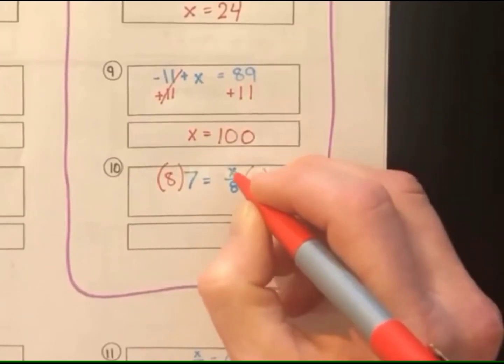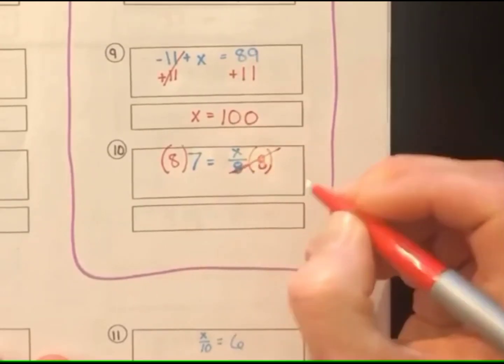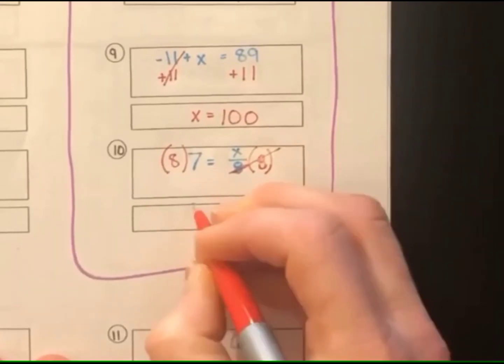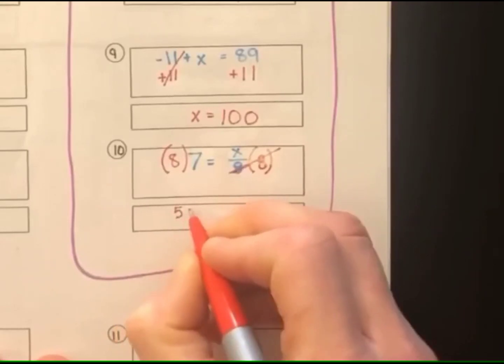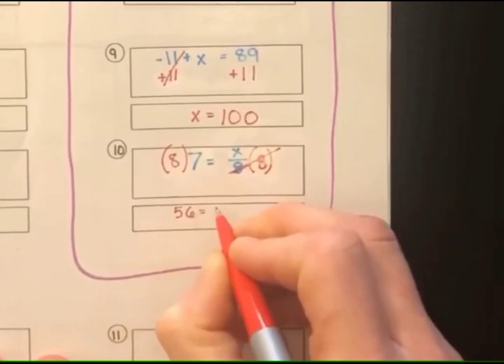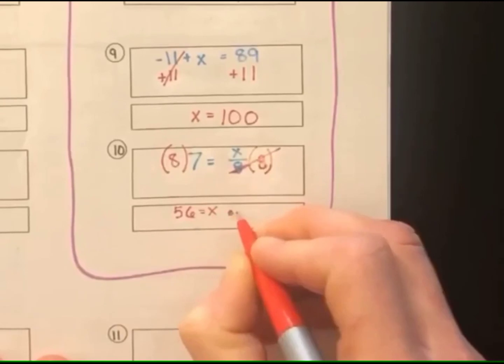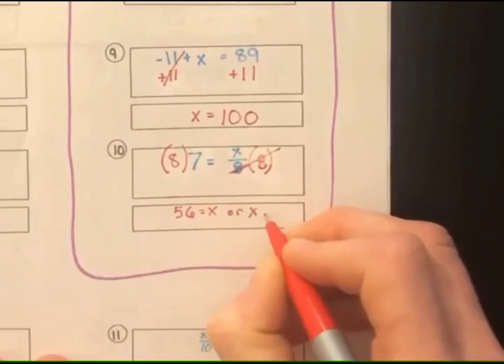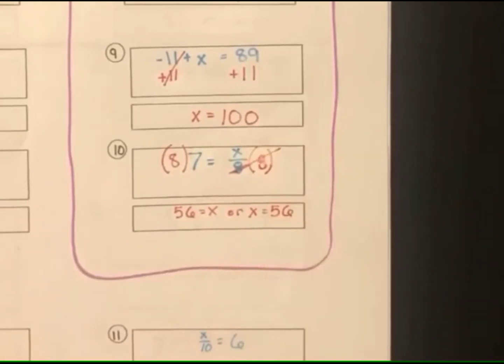On the right side, the 8's cancel out. So we're left with x on that side. On the left side, we have 8 times 7. That makes 56 equals x. The value for x in number 10 is 56. And let's go ahead and write it the other way, the standard way, x equals 56. And there you have it.